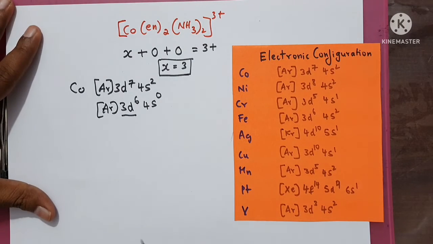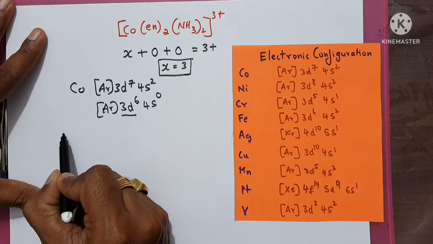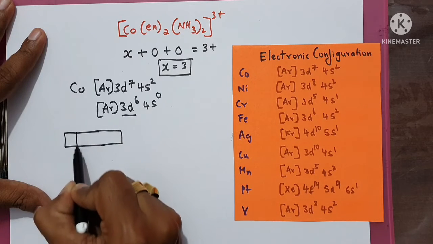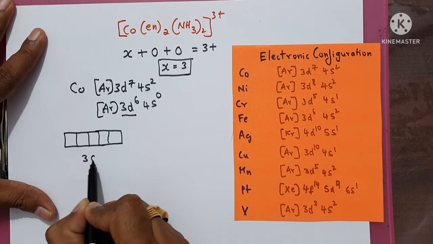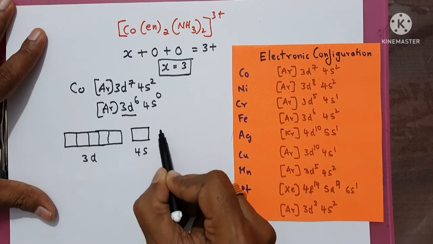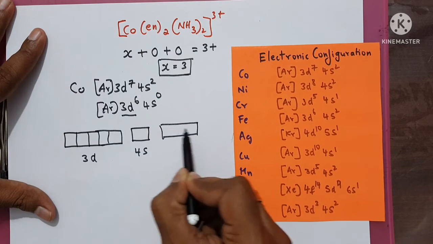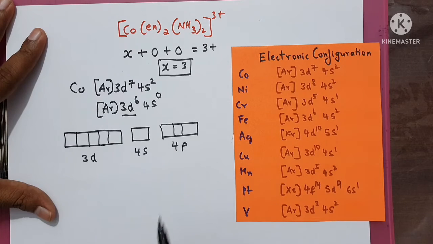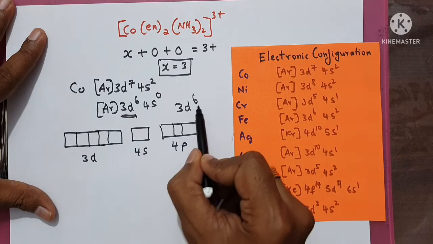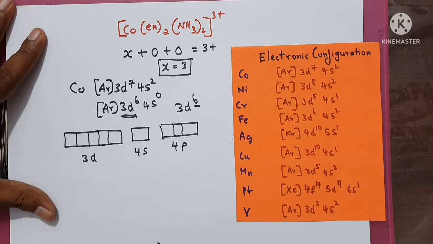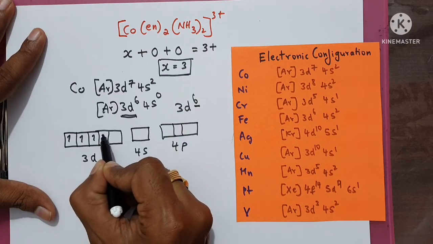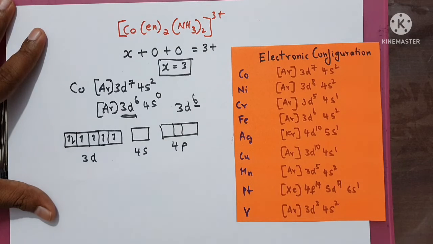So I will start filling the electrons. How to fill the electrons? You might have already learned, you always start with the 3d orbital, and then we follow the 4s orbital, then we have the 4p orbital. How many electrons do we have here? We have 3d6, so we have 6 electrons of the central metal atom. I'll start filling those electrons: 1, 2, 3, 4, 5, 6.